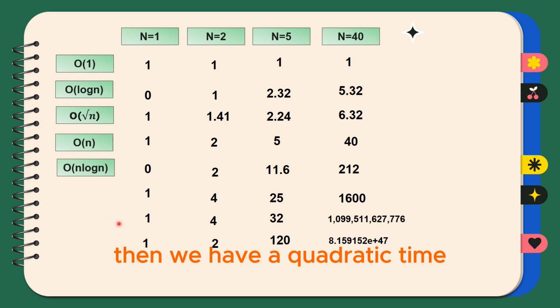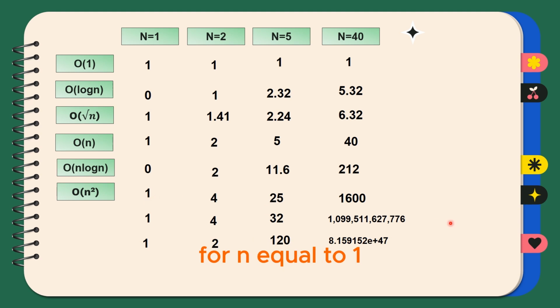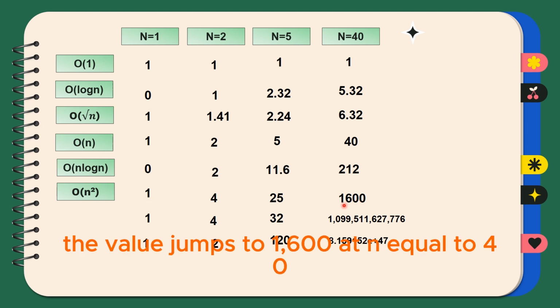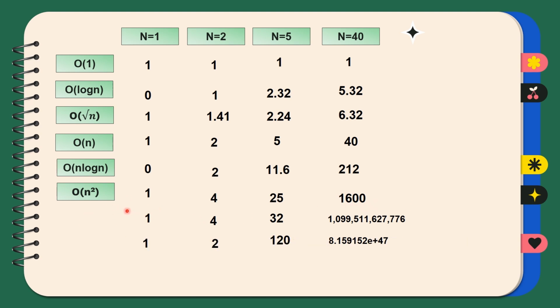Then we have quadratic time. Here, we see a dramatic increase. Starting at 1 for n equal to 1, the value jumps to 1600 at n equal to 40. This sharp increase illustrates the inefficiency of quadratic algorithms for larger inputs.